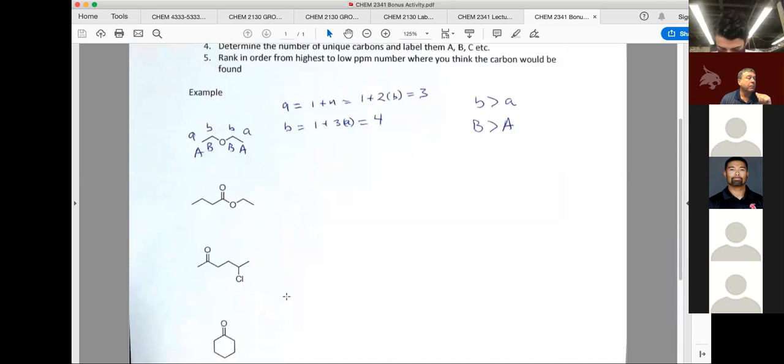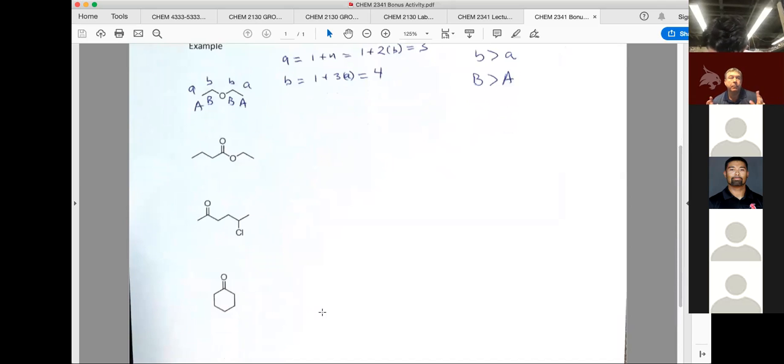Okay. And so what I want you to do is go ahead and break out into some breakout rooms and do this exact thing for all three of these compounds. When you're done, take a picture of it and upload it to Canvas by midnight tonight. Okay.